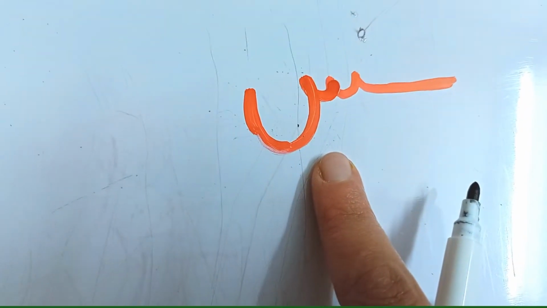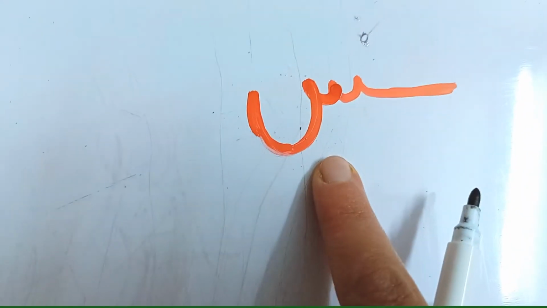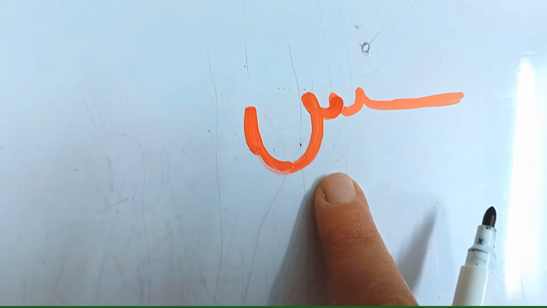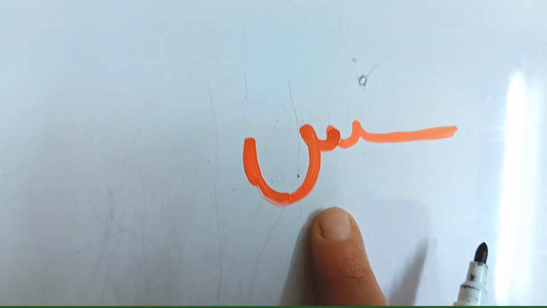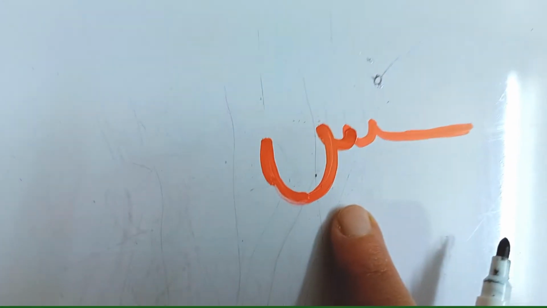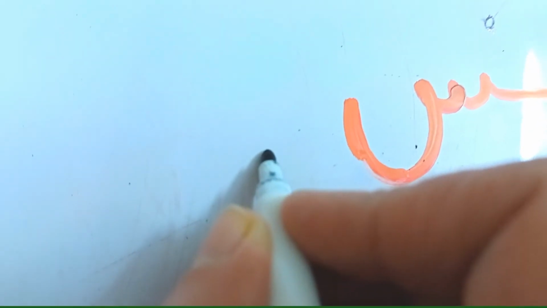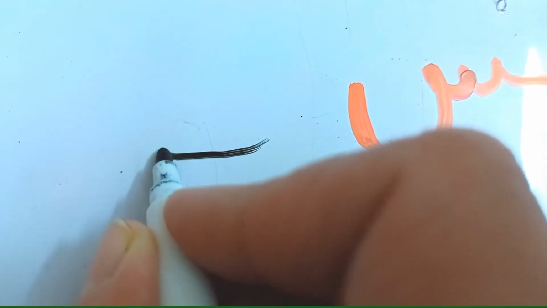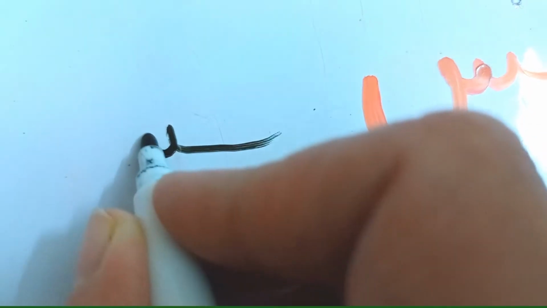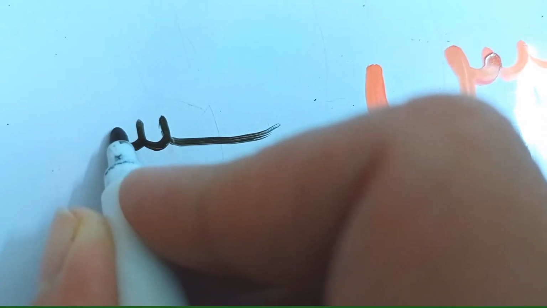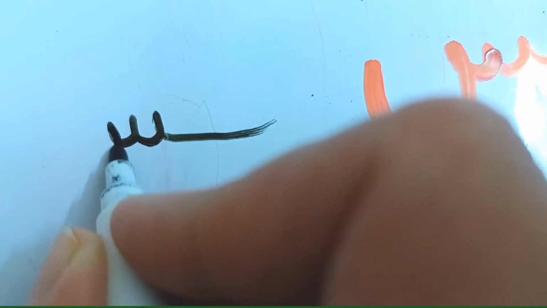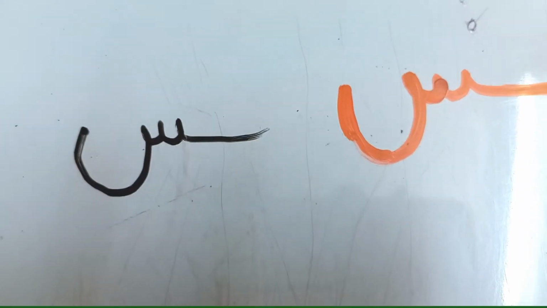The letter Sin when it comes at the end of the word. It has the same shape as it is when it is separate. One, two, then a big semicircle. It is connected to the letter before it.